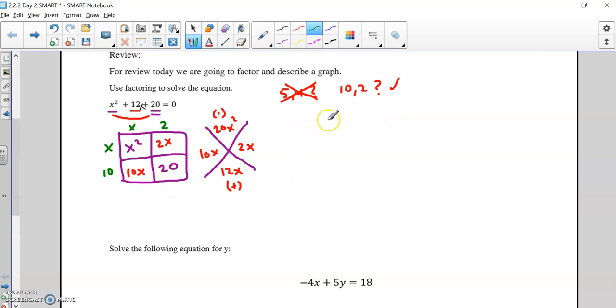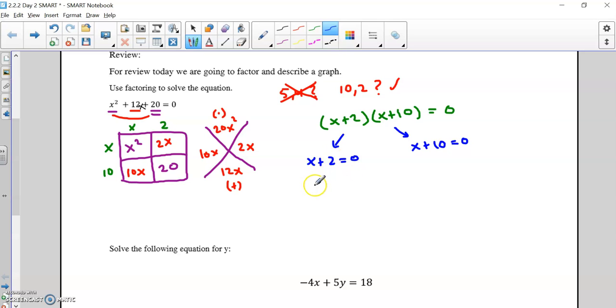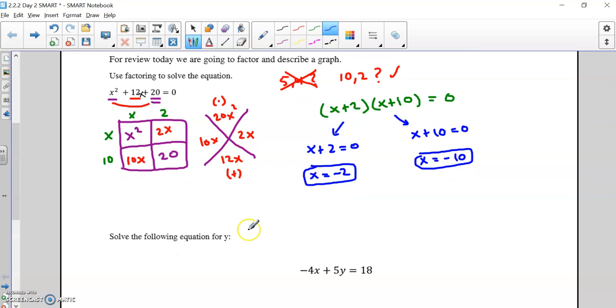All right, so now we can say that our factored form of this equation is going to be x plus 2 times x plus 10. However, please remember that when we're solving by factoring, we don't just stop after factoring. We have to go that extra step and use the zero product property to actually solve these. So x plus 2 equals 0, x plus 10 equals 0. And when you solve this equation, you get -2 for an answer. And when you solve this equation, you get -10 as an answer. This one we had to subtract 2 from both sides, this one we had to subtract 10 from both sides. That is how you solve by factoring.